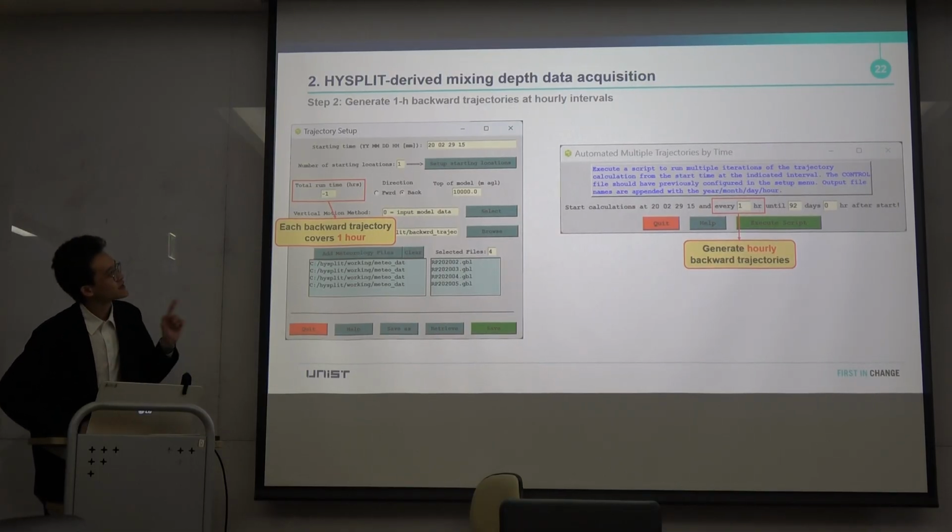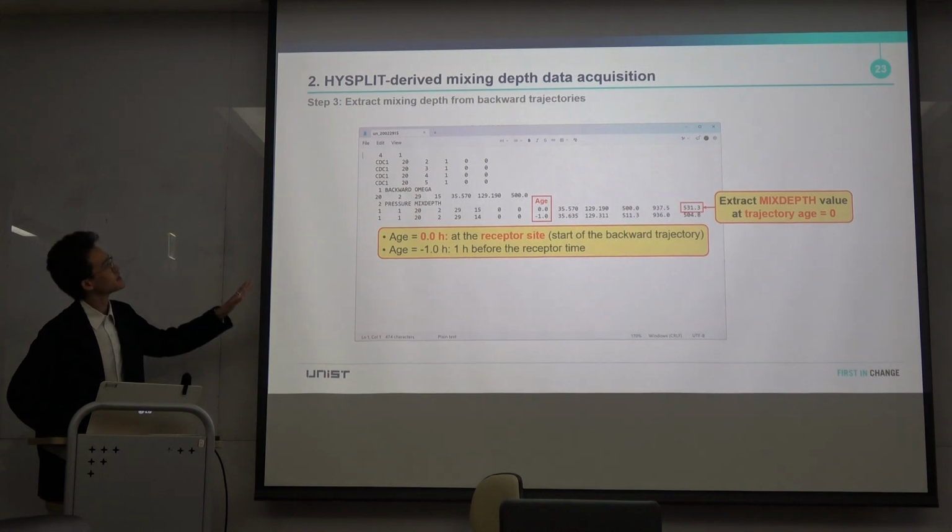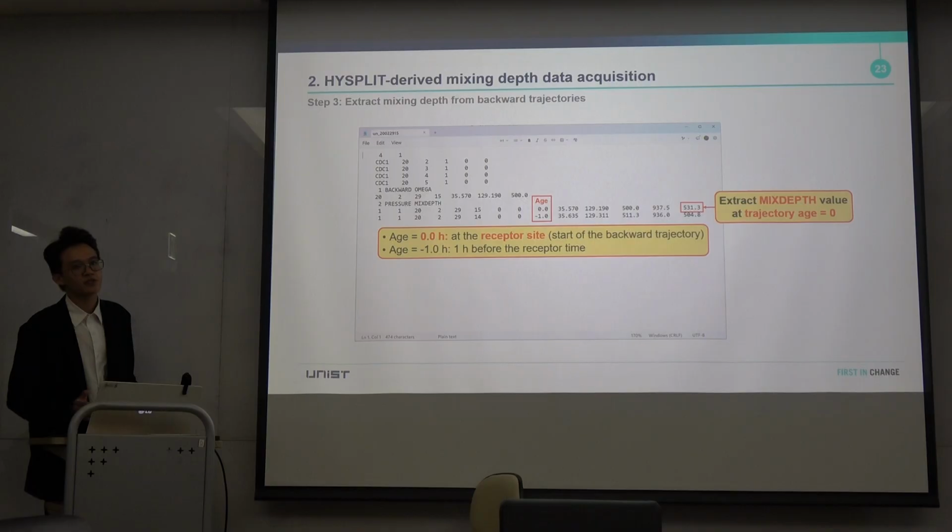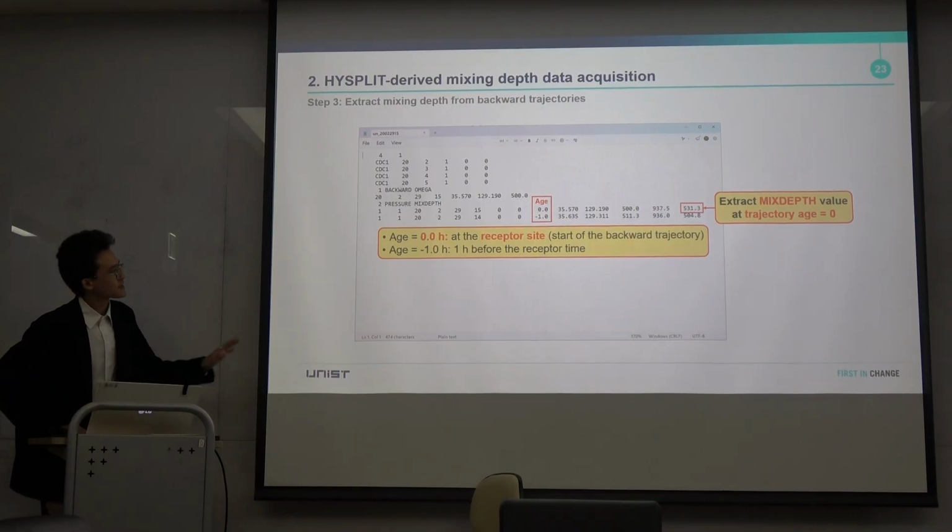And also in the daily setting, I select the interval only for 1 hour. So this way we can get the hourly data for the mixing depth. So the next step, we will extract the mixing depth from the backward trajectory files. This is an example of one backward trajectory file.